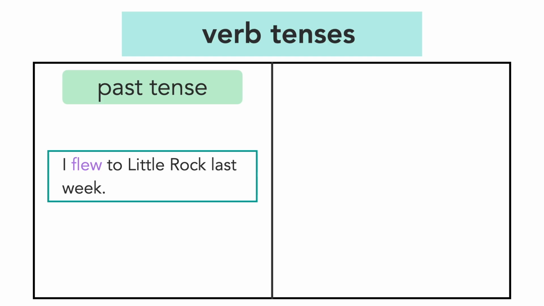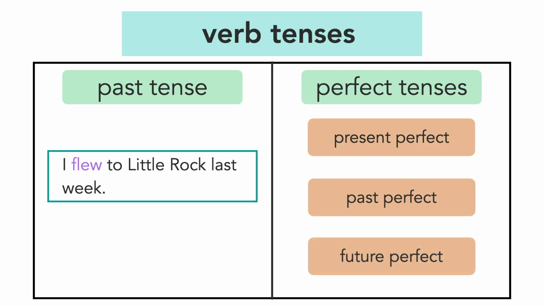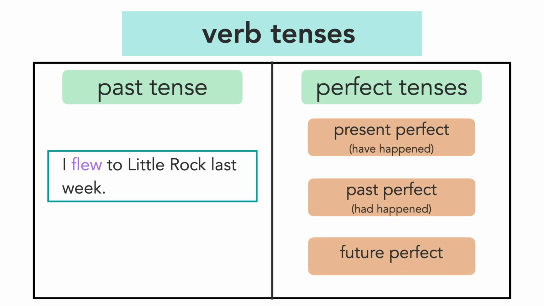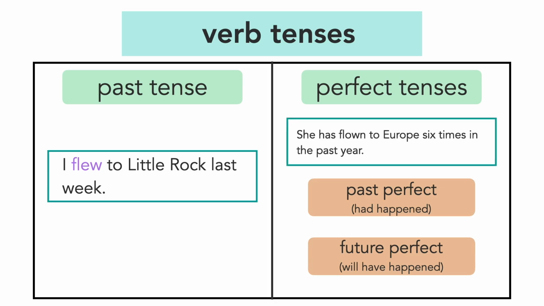We use the past participle of a verb to form what we call the perfect tenses: present perfect, past perfect, and future perfect. These tenses express actions that have happened, had happened, or will have happened. Here are some sentences that show the three perfect tenses of the verb to fly. She has flown to Europe 6 times in the past year. This is an example of the present perfect tense.